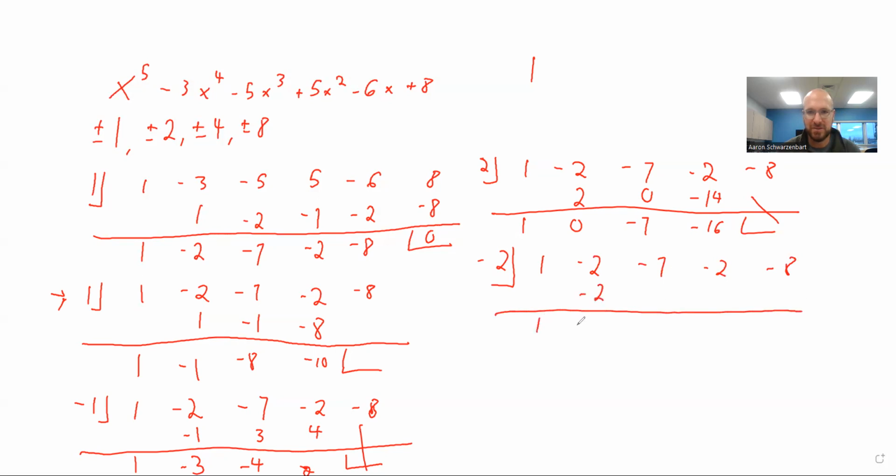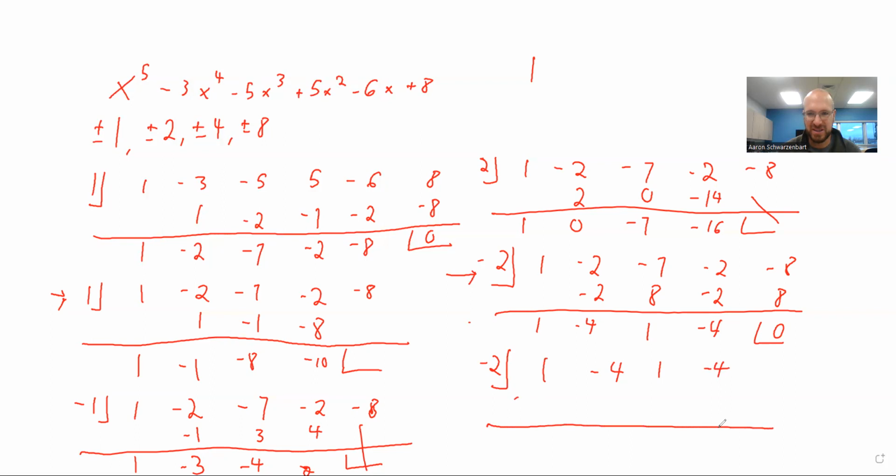1, negative 2, negative 4, positive 8. That's 1. Negative 2, negative 4, positive 8. That works. I need to try negative 2 again. Here's my new one that I'm using. I guess it's down here. 1, negative 4. Again, I use the result. I check the same one that just worked.